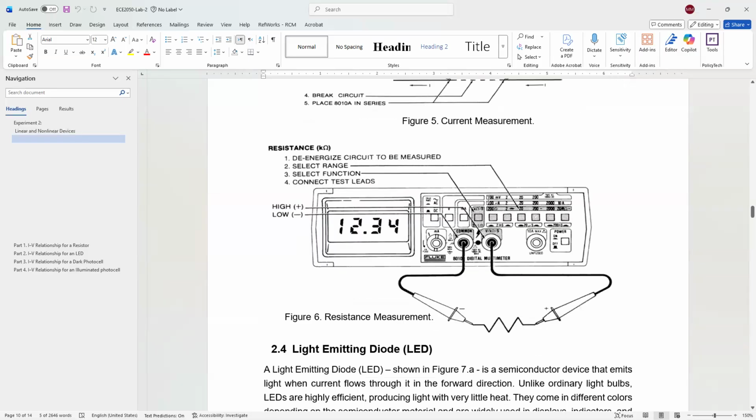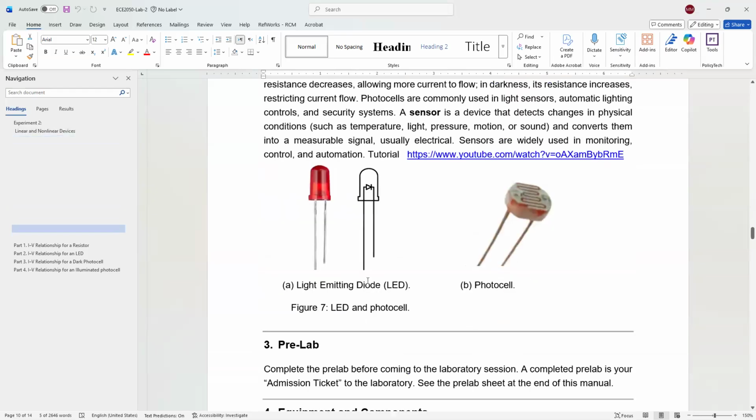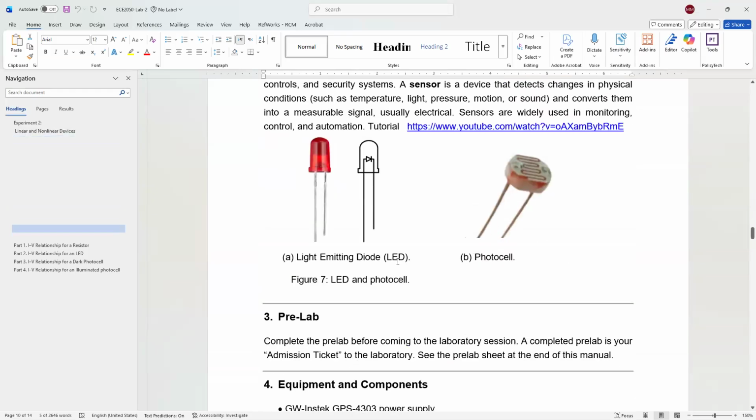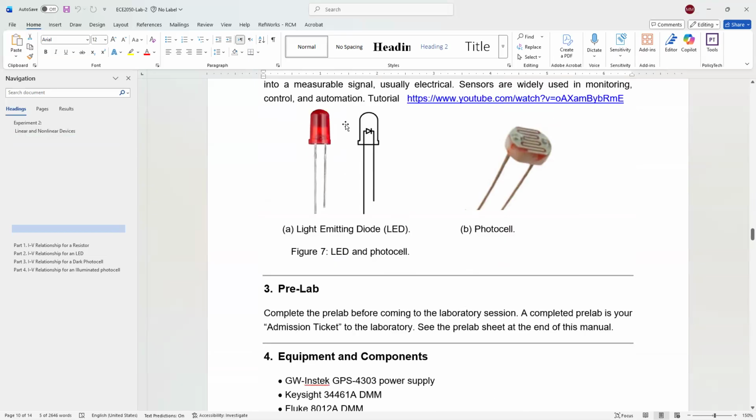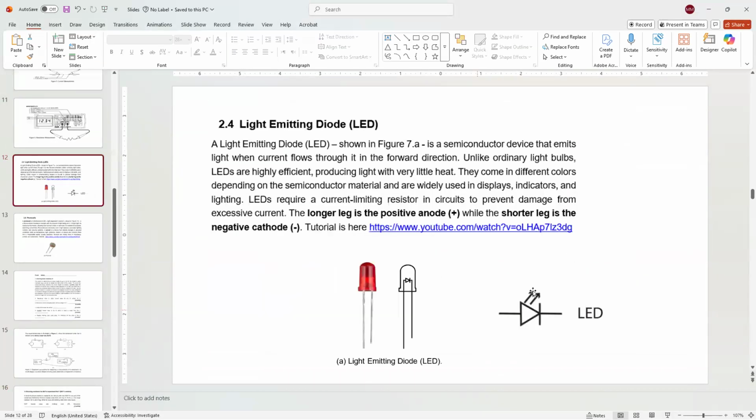So the second thing here, the second device you are going to use, we call it LED, or light emitting diode. For sure, in the future you will learn more details about it, but all you need to know now is this. Look here, this is the symbol of the LED. An LED is a semiconductor device that emits light when the current flows in the forward direction. So when the current flows in the forward direction, it's going to emit light.